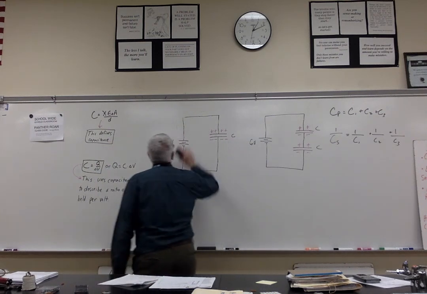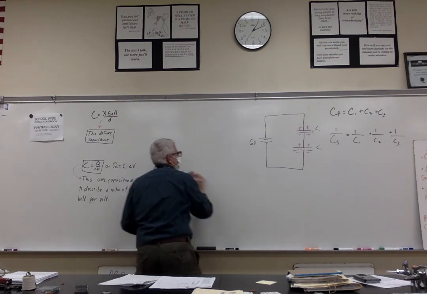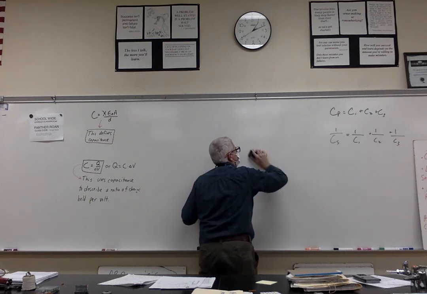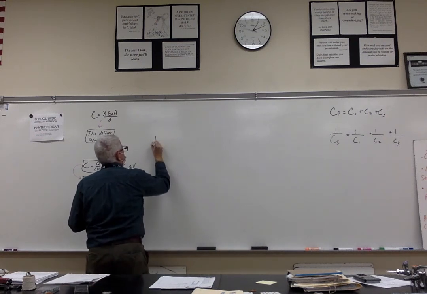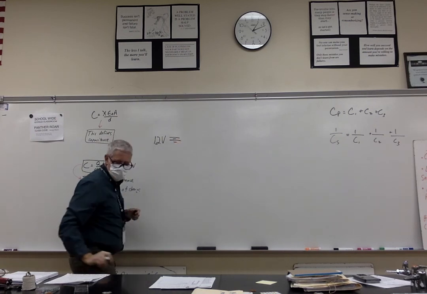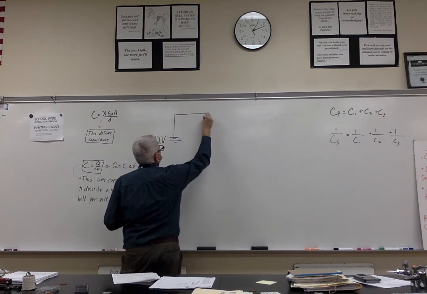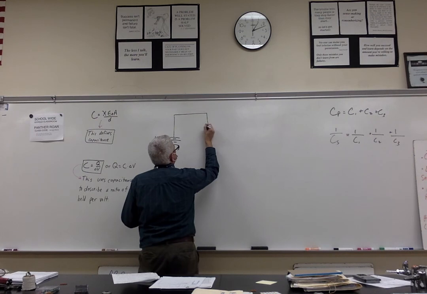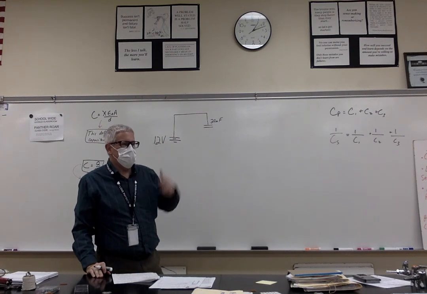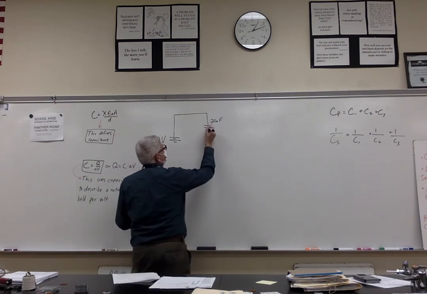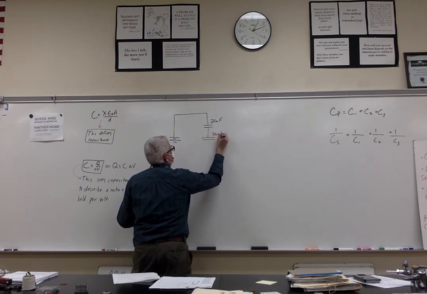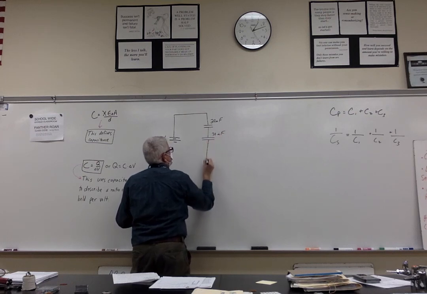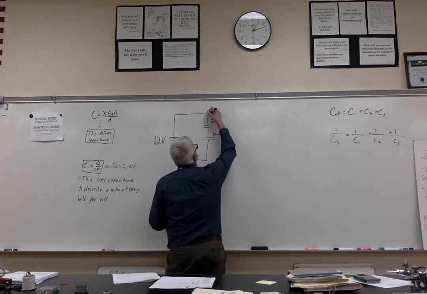Okay. I'll leave these rules up here. So I'm going to have a 12-volt circuit. I'm going to have a bridge here with a 20 microfarad capacitor. And capacitance values are normally really low, microfarads or picofarads or things like that. And then a 30 microfarad capacitor there. And I'm going to have an outer branch.